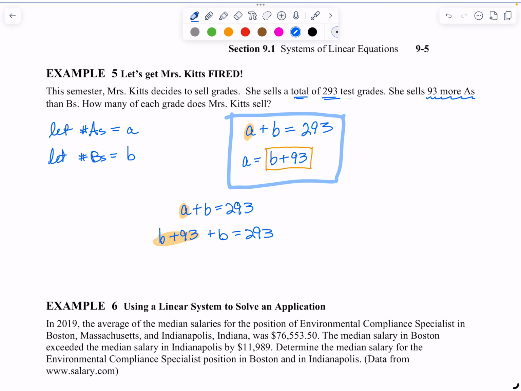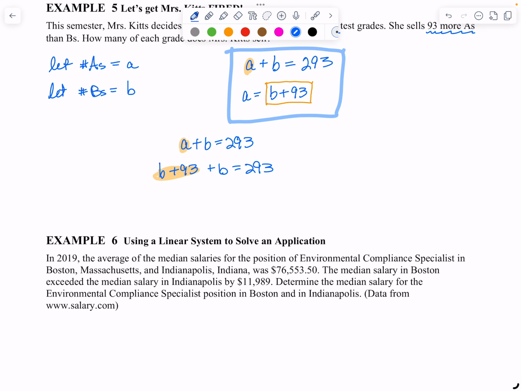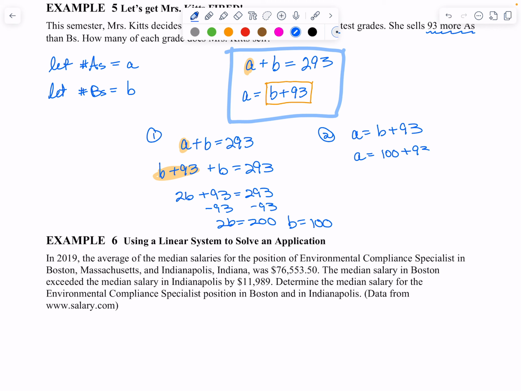Notice that all I have is one kind of letter. I just have B's. So I'll have 2B plus 93 is 293. Subtract my 93 and I get 200. So 2B is 200. So that means what? I'm going to have 100 B's. All right, and now to figure out how many A's I have, notice my A is equal to B plus 93. So my A is going to be 100 plus 93. I just took that 100, stuck it in right there. So I've got 193 A's.